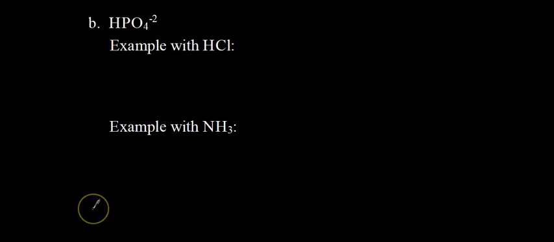Go ahead and try this one on your own. We have the hydrogen phosphate ion, HPO4 2 minus. Write an equation showing it reacting with HCl. Write an equation showing it reacting with NH3. Identify the conjugate acid-base pairs. Pause the video.